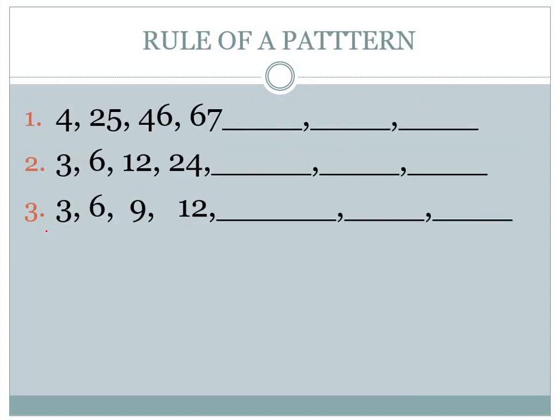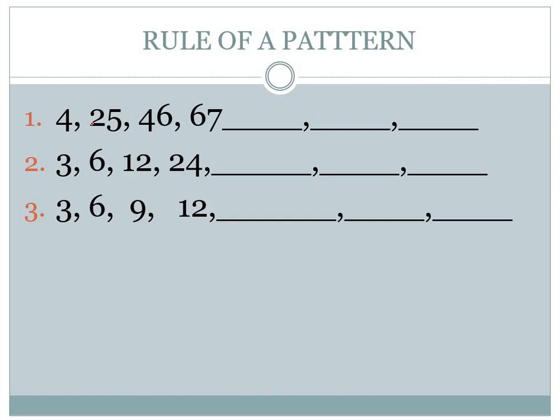Now take a close look at this set of numbers here, or this pattern here. You can see pattern 1, pattern 2, pattern 3. What can you say about pattern 1? Can you get a rule, and can you fill these numbers? Can you fill the empty spaces? Watch carefully. Now, you realize that there was something done to 4 to get 25. There was something done to 25 to get 46.